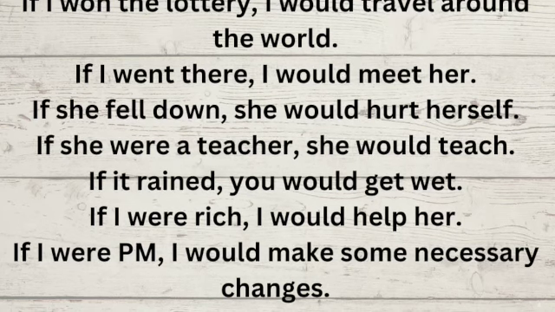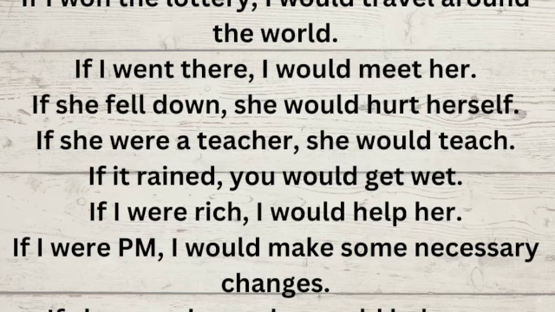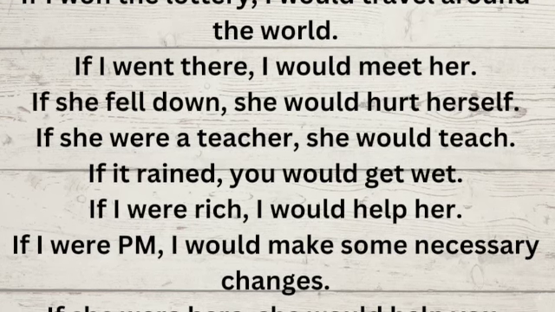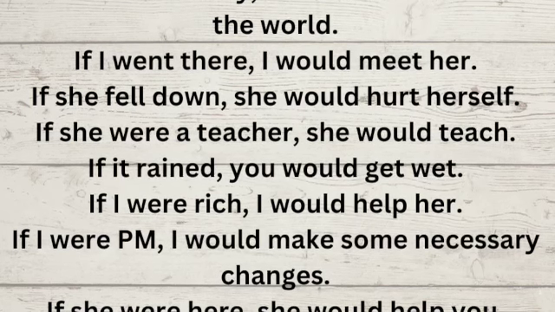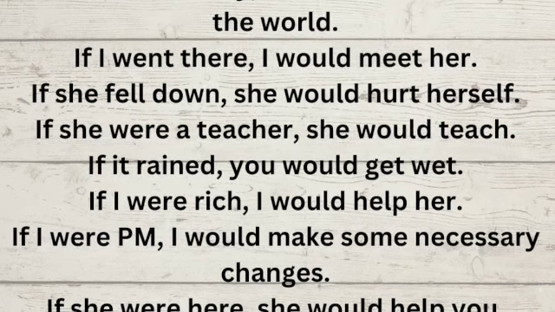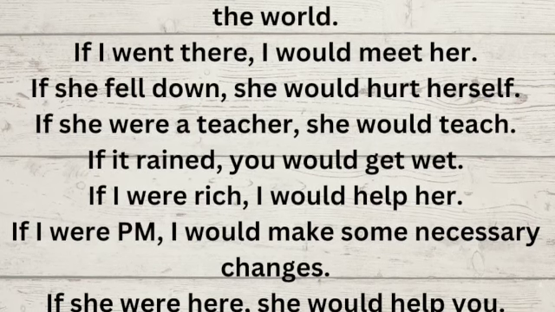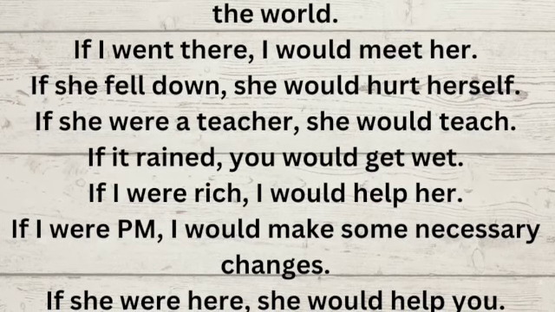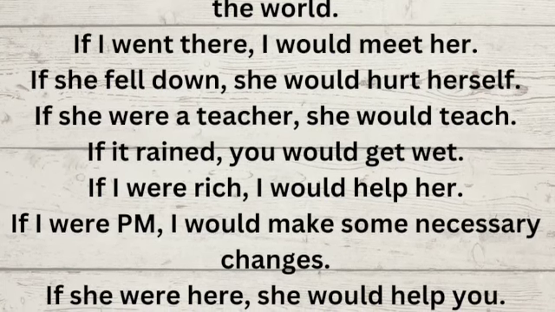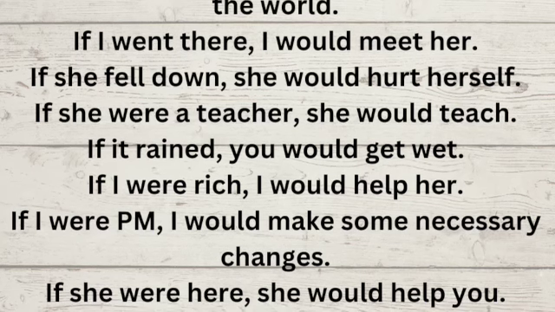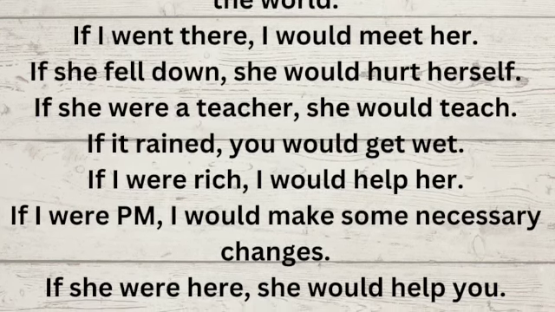See, in the first sentence I'm using the V2 form of the verb, but the talk is not about the past, it is about future expectation. Though the formula says V2, the simple past form, we are using it for the future. Okay, if I went there, I would meet her. If he came, I would talk to her.